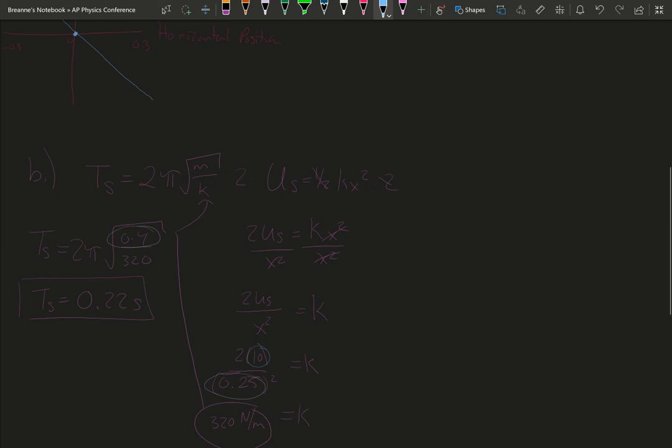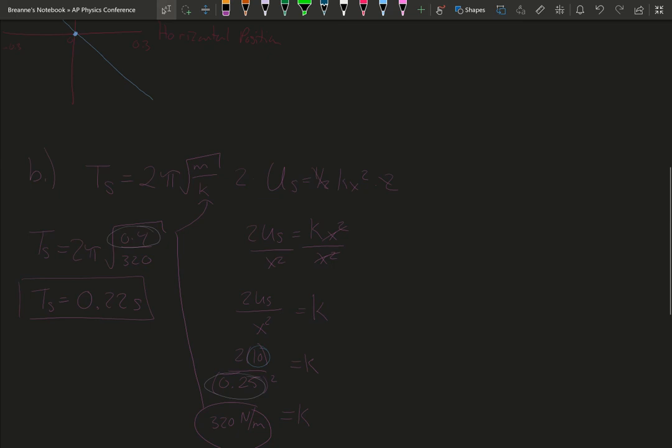So now let's look at part C. It says a new block of mass 1 kilogram is attached to the spring. The center of mass of the block is stretched a horizontal distance of 0.25 beyond the equilibrium position and released from rest such that the block-spring system undergoes simple harmonic motion. So the 0.25 stays the same, but we have a larger mass. Our mass before was 0.4.